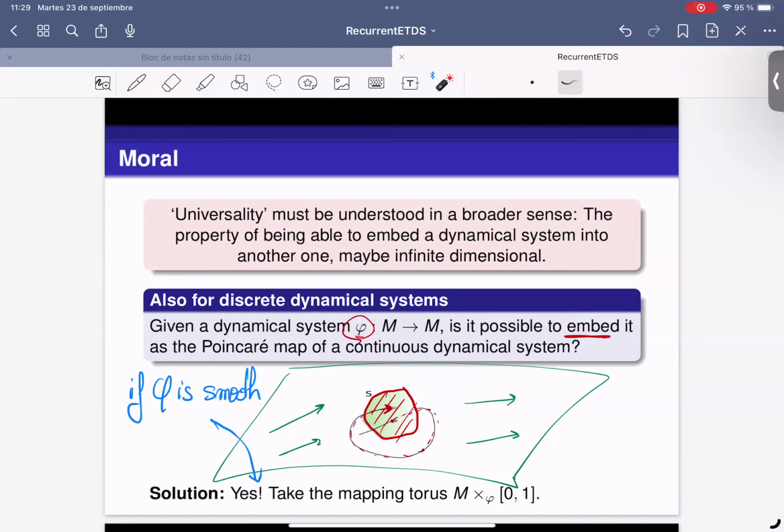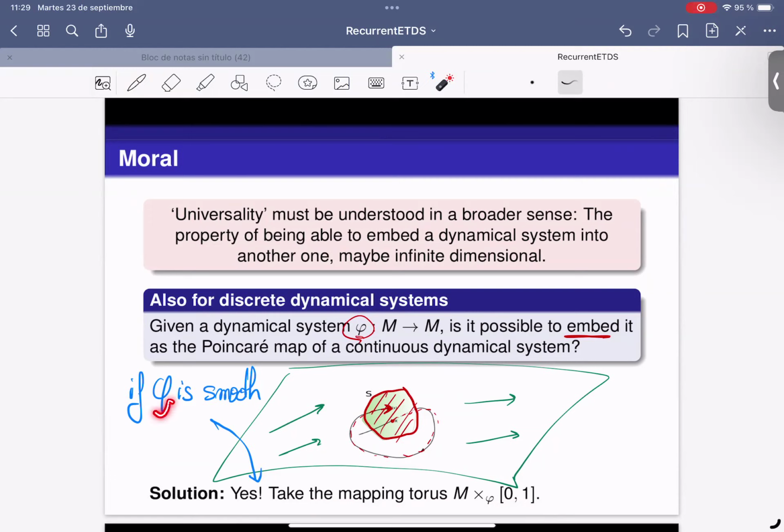I want to consider dynamical systems, and I want to do this trick. In any case, this trick of the mapping torus will be very useful in a minute. Okay, so that's the idea. If you give me a smooth thing, then I can embed it as the zero section of its mapping torus.